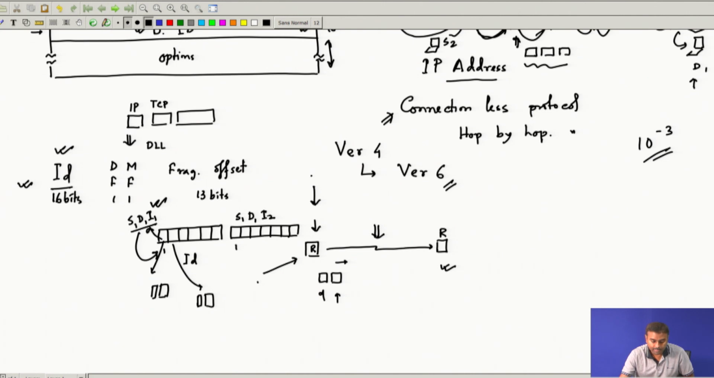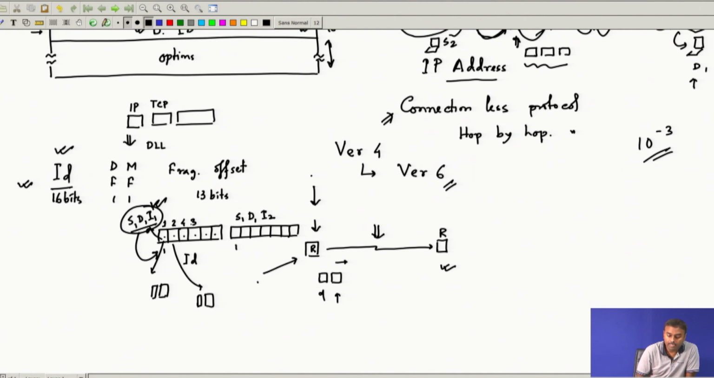Now, the problem is, all these packets will have the same specification S1, D1, I1, but they might get jumbled up. I can put this in first, this in second, this in fourth, this in third. So, this will jumble up the whole thing. So, I need to identify their order also, within one particular packet, among those fragments, what is their relative order.